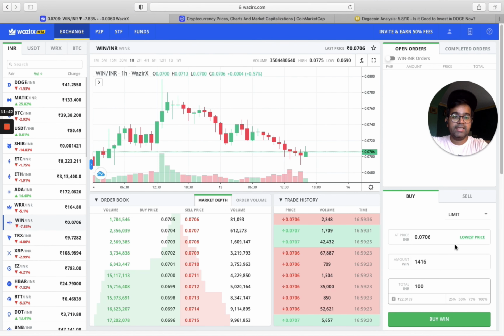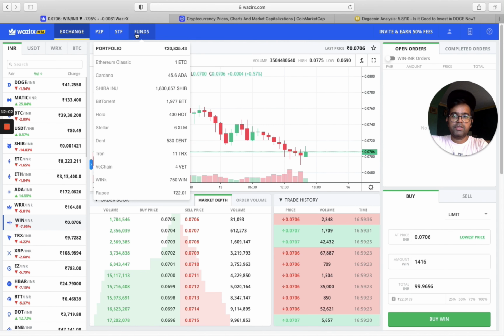And once you, so let's say I wanted to buy the coin now. I've decided Bink is the coin to buy. I click on lowest price to refresh the lowest price, and I say I want to buy coins worth 99 rupees. And if I have money in my account, I click buy and it's done. It's as simple as that. So that's how you buy a coin.